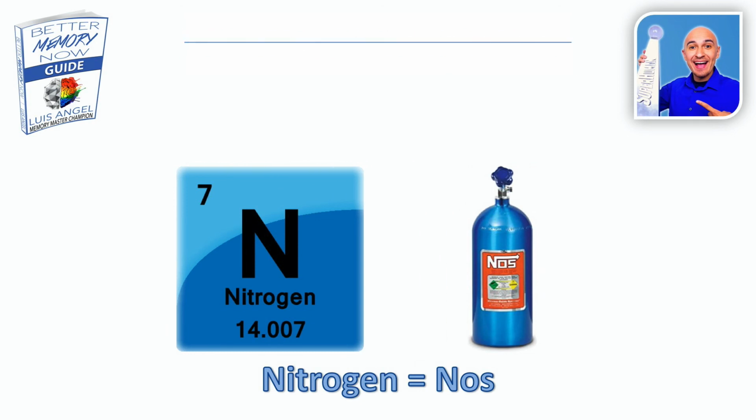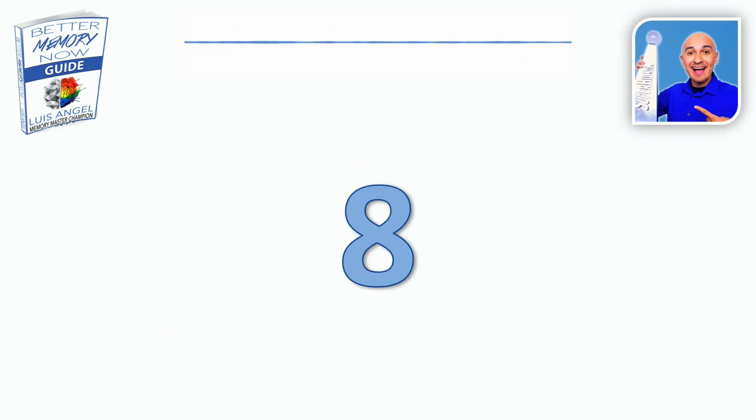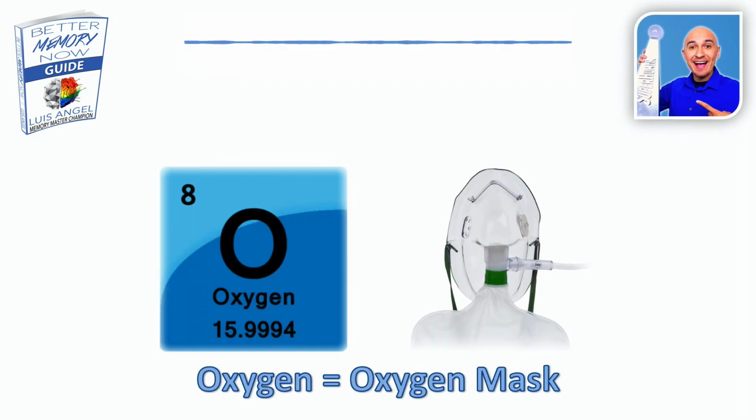Number 7 is nitrogen. Number 8, we all need this. Grandma and grandpa need this going through their mask. It's an oxygen mask, right? So we have oxygen for number 8 on your 8th location.